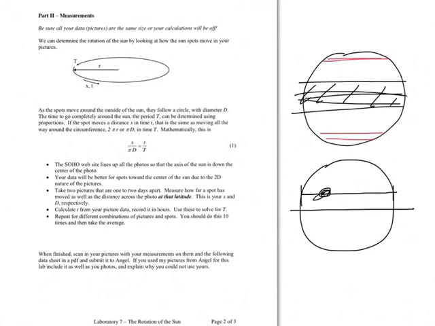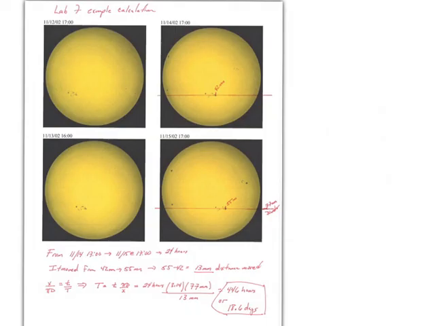When it's finished, scan your pictures with your measurements written on them, and the following data sheet as a PDF, and submit it in Angel as we've done before. I'm going to take you through an example calculation now. So here's an example of how I did it.